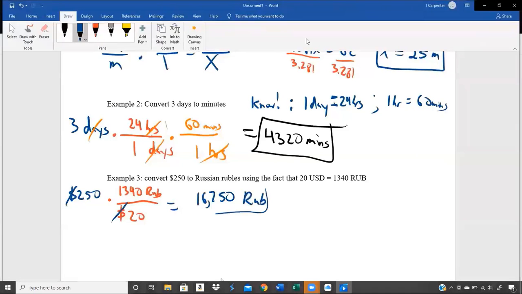So that would be the answer. The alternative way to have written this, instead of writing the dollar symbol, you could use that abbreviation USD. So 250 United States dollars, and then you multiply by a fraction.